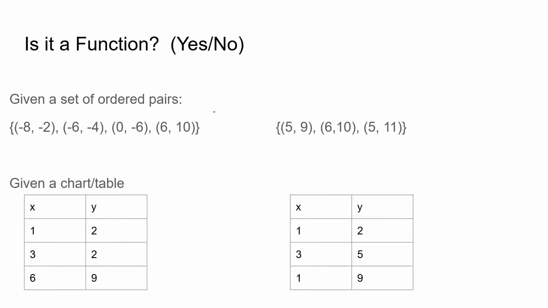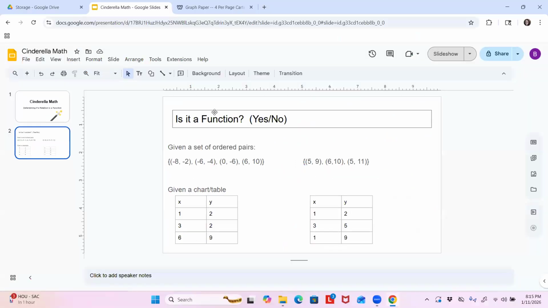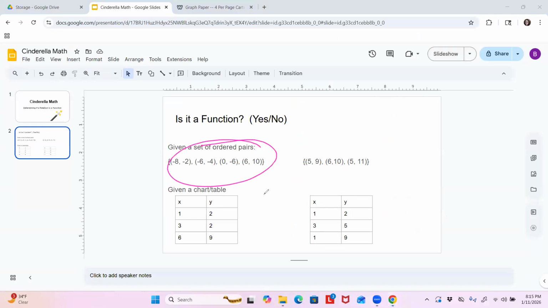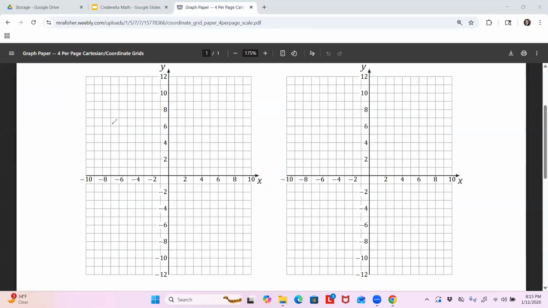Now I'm going to pull up some graph paper, because another thing we could do is give you the set with the squiggly brackets, we could give you a table or chart, or we could also give you a graph. Alrighty. And I'm just going to randomly graph some points here. So give me one second.